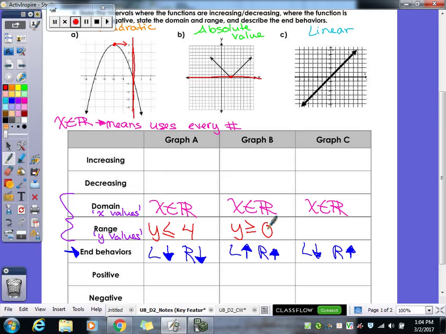And then our linear is different. Isn't it going to keep going up and down forever? It'll eventually use every single y value. So this one's going to be y is an element of the reals. That one will use every y value.